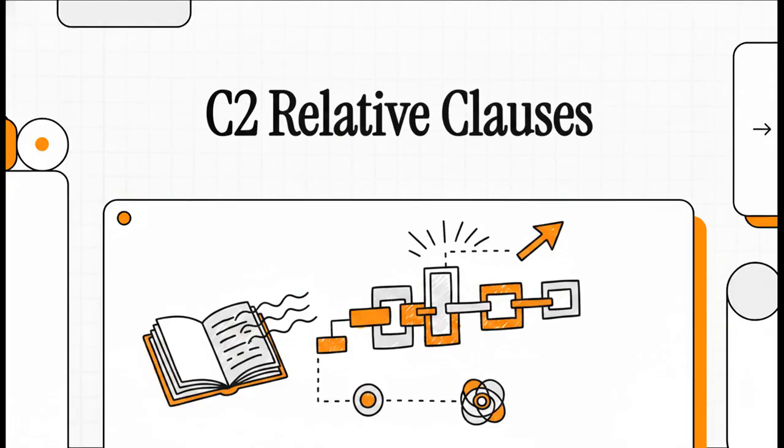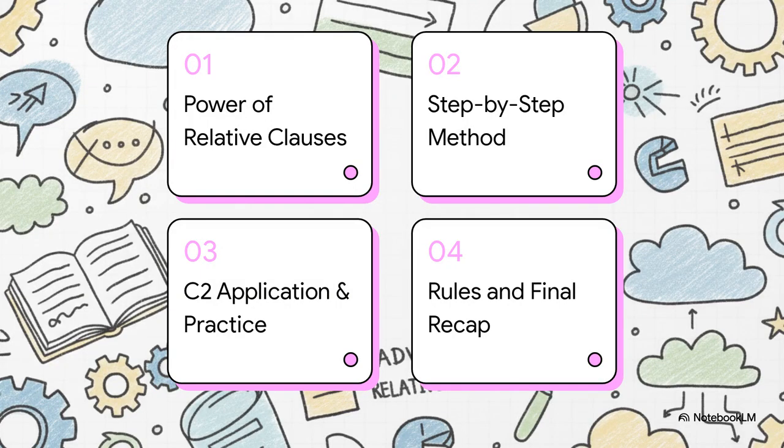Let's get right into it. Here's our quick roadmap for today. We'll cover the power of relative clauses, the defining versus non-defining rules, the step-by-step combination method, some C2 application and practice, and finally, the rules and a quick recap.